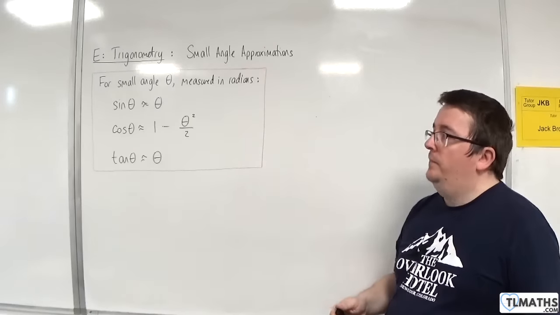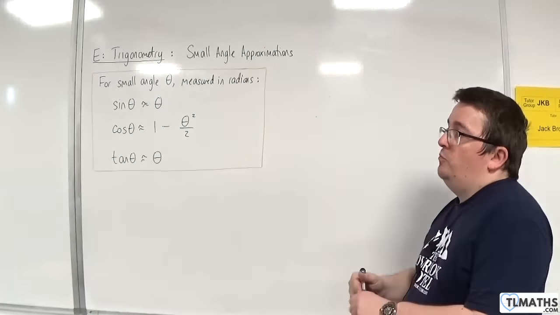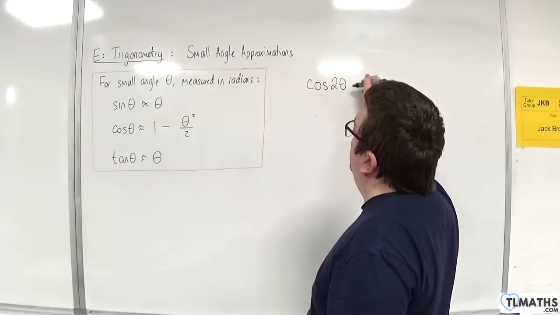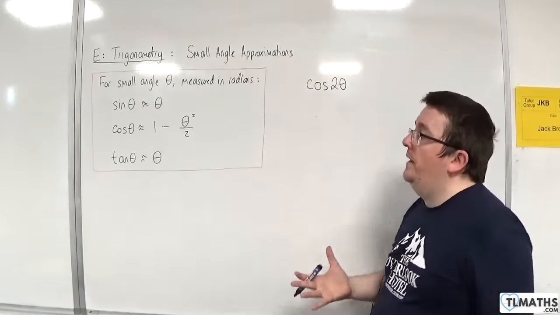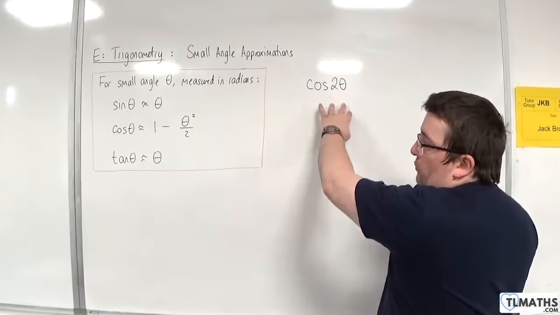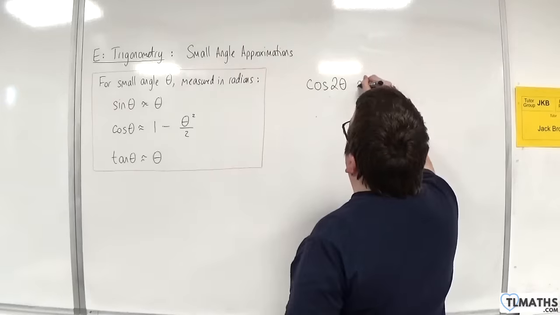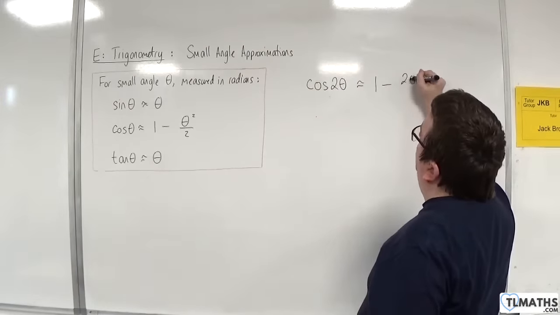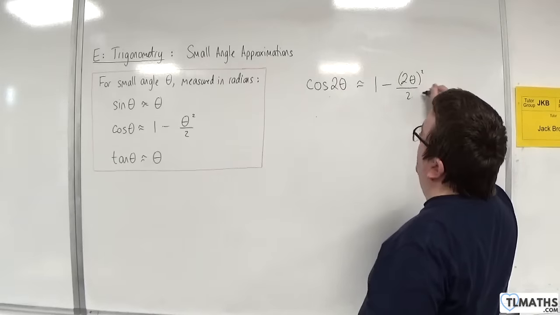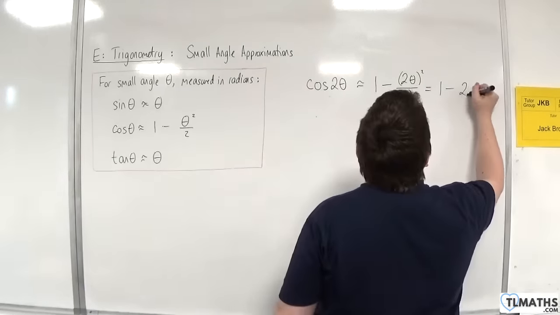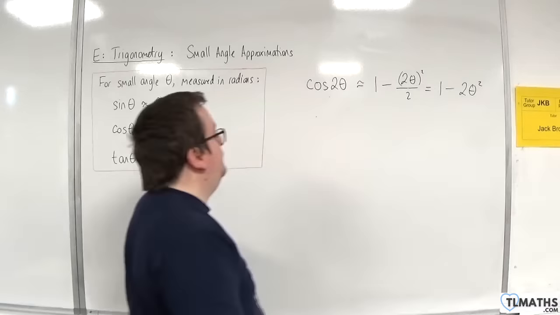Now, sometimes just an algebraic problem might crop up where you need to find out what cosine of 2 theta would be approximately. So assuming theta is small and 2 theta is small, of course, then you replace the theta here with 2 theta, and you get 2 theta squared over 2, and then you can simplify that down. So 1 take away 2 theta squared.